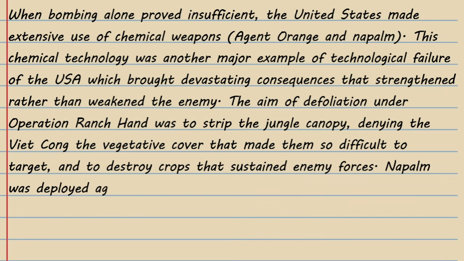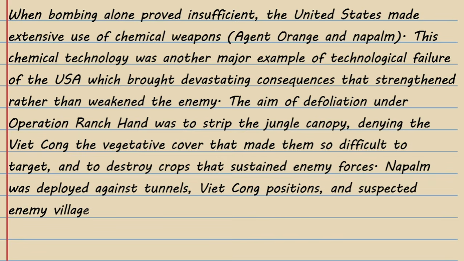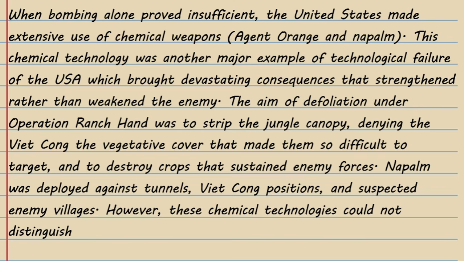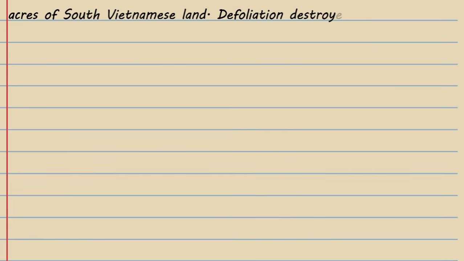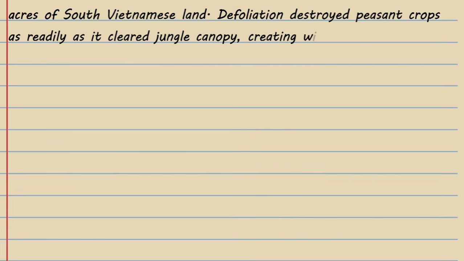Napalm was deployed against tunnels, Viet Cong positions, and suspected enemy villages. However, these chemical technologies could not distinguish between combatants and civilians. Approximately 20 million gallons of Agent Orange and Agent Blue was sprayed over 4.5 million acres of South Vietnamese land. Defoliation destroyed peasant crops as readily as it cleared jungle canopy, creating widespread food shortages and mass displacement.